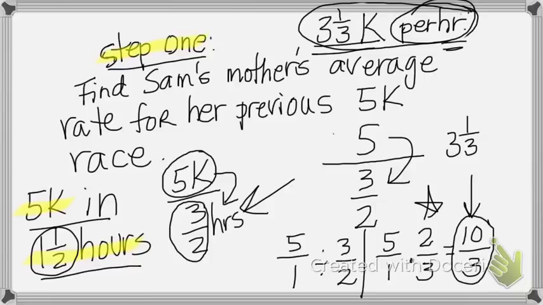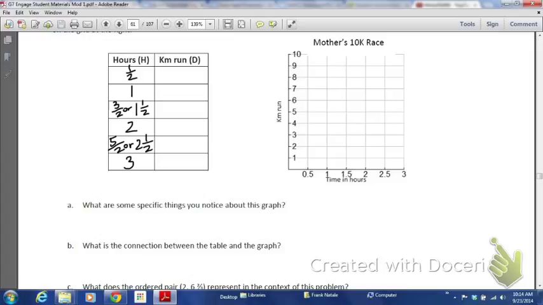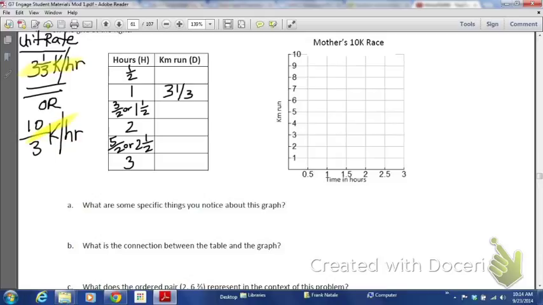Excuse me. Let's go over here then, and let's fill in this chart. And again, hopefully you did that already. Now, it might be handy if you had both of these unit rates at your disposal, because they are exactly the same. 3 1/3 kilometers per hour is the same as 10/3 kilometers per hour. They're both equal to the same thing. They are equivalent.